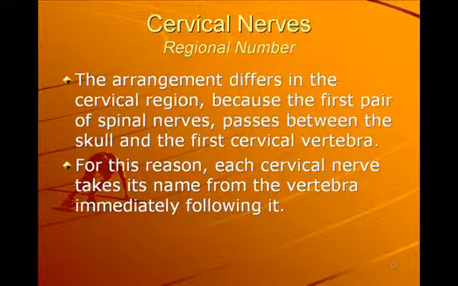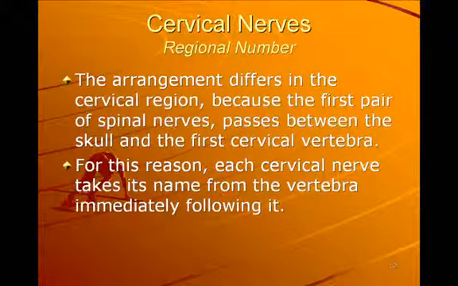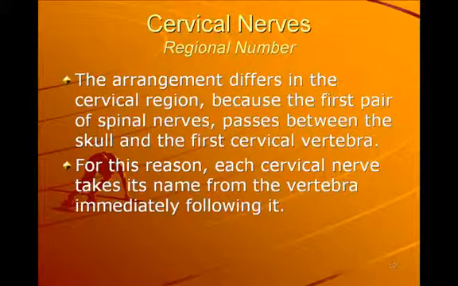Now, the arrangement differs in the cervical region because the first pair of spinal nerves actually passes between the skull and the first cervical vertebrae. And if you recall from A&P 1, the first cervical vertebrae is the atlas. So for this reason, the cervical nerves take the name of the vertebrae that's immediately following it. Now, this is unlike what you'll see in the thoracic region, the lumbar, and the sacral region. So for the cervical region alone, the arrangement is different because the first nerve actually exits below the skull. So it's between the skull and the first cervical vertebrae. That's C1. And so the cervical nerve, C1, takes its name from the vertebrae that's actually below it.